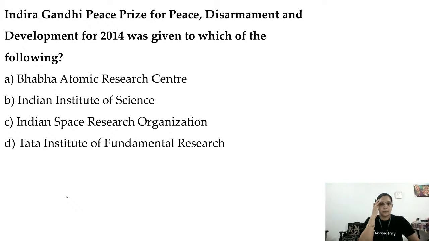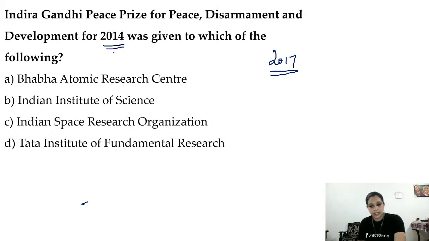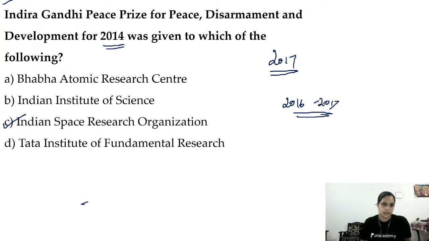The Indira Gandhi Prize for Peace, Disarmament and Development for 2014 was given to which of the following? See, this question paper is from 2017, but they are asking about 2014, which means it is related to something very important, ISRO, that might have come up in current affairs in that particular 2016 or 2017 year. Only then has this been asked as a question. Okay.